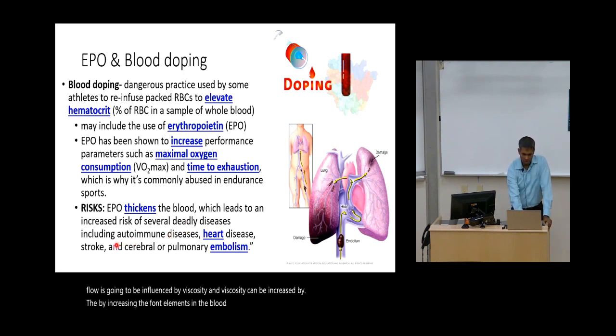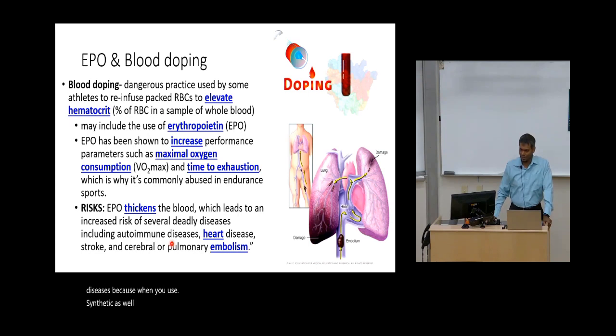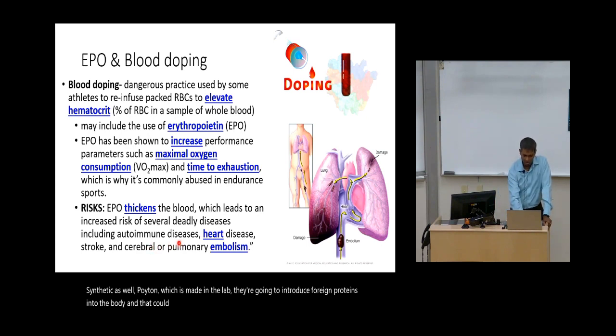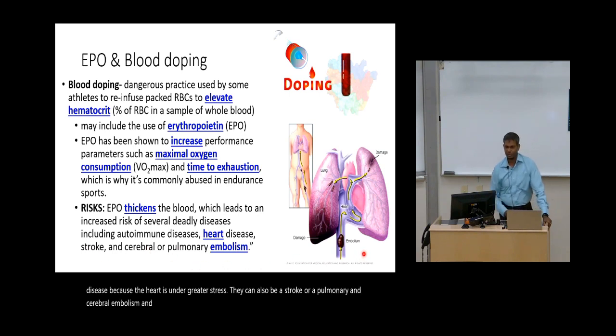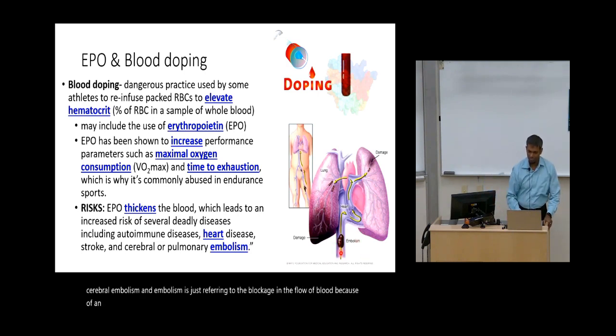Notice there's also a risk for autoimmune diseases, because when you use synthetic erythropoietin, which is made in the lab, you're going to introduce foreign proteins into the body, and that could trigger an autoimmune response. And I said that there could be heart disease because the heart is under greater stress. There can also be a stroke or a pulmonary and cerebral embolism, and embolism is just referring to the blockage in the flow of blood because of an air bubble or even a blood clot.